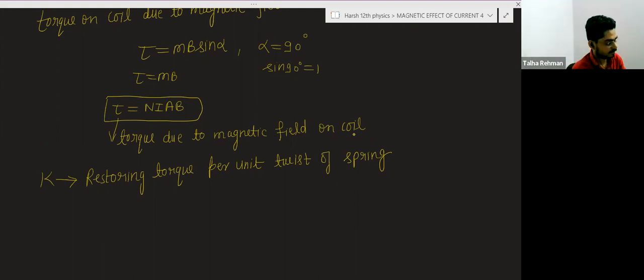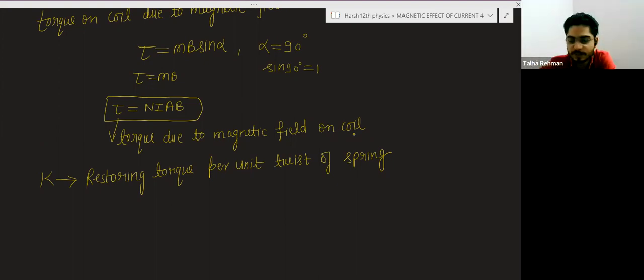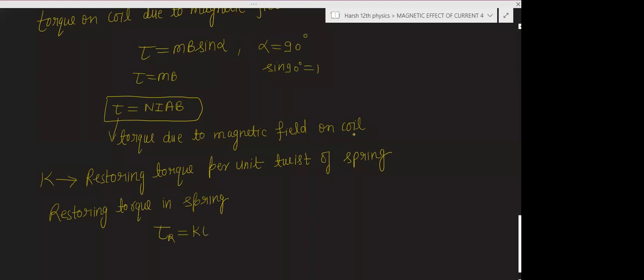See here, this is the coil. Here one spring is attached, so when this coil rotates, the spring will be twisted. So there will be some restoring torque. You can say the restoring torque in a spring, represented by tau suffix r, is given by k into theta.